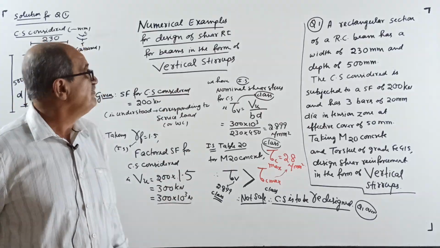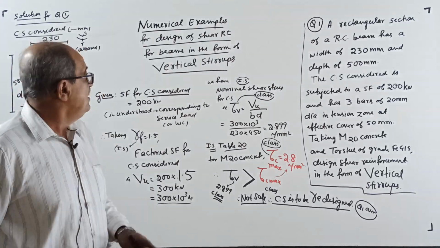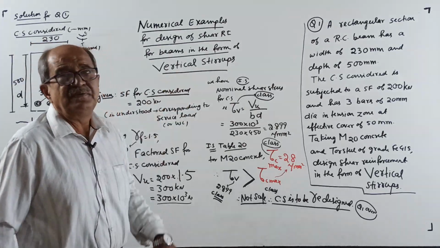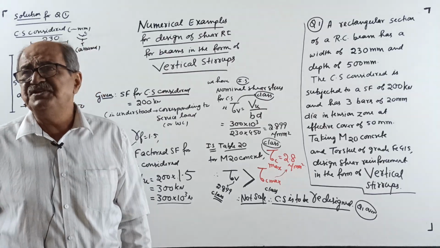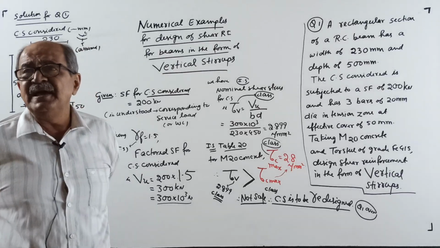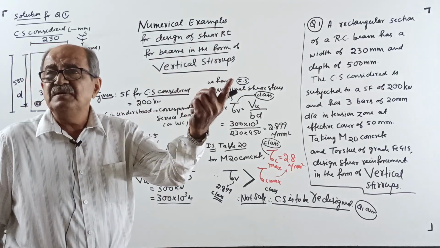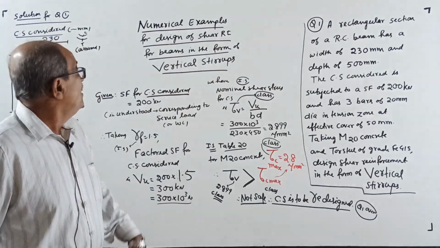One more thing. See, there will be 4 classes here. Design with only vertical stirrups: 1 class for procedure, already uploaded. Second part now, numerical examples. 3 problems will be there. Next, once again a new heading.